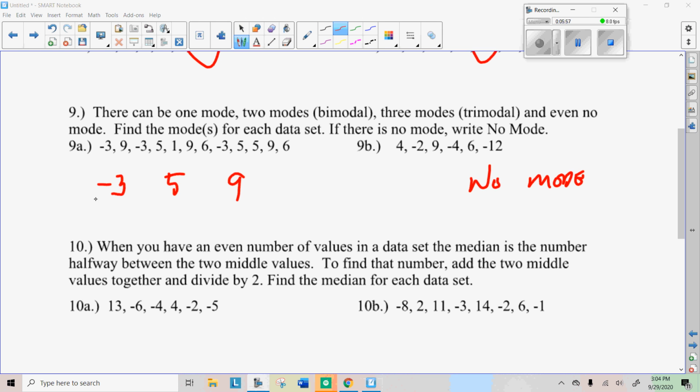Okay, you should have found that -3, 5, and 9 all occur 3 times. So this is trimodal because it has 3 modes. And then in the second one, you should have found that there aren't any modes because there's no number that occurs more than once.